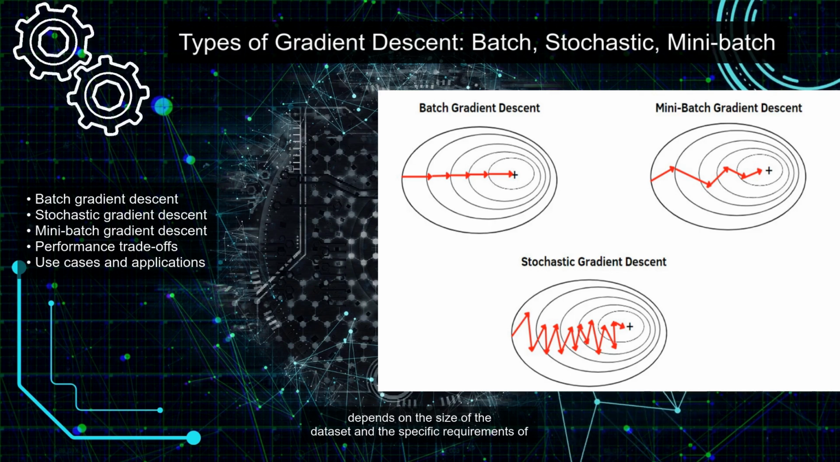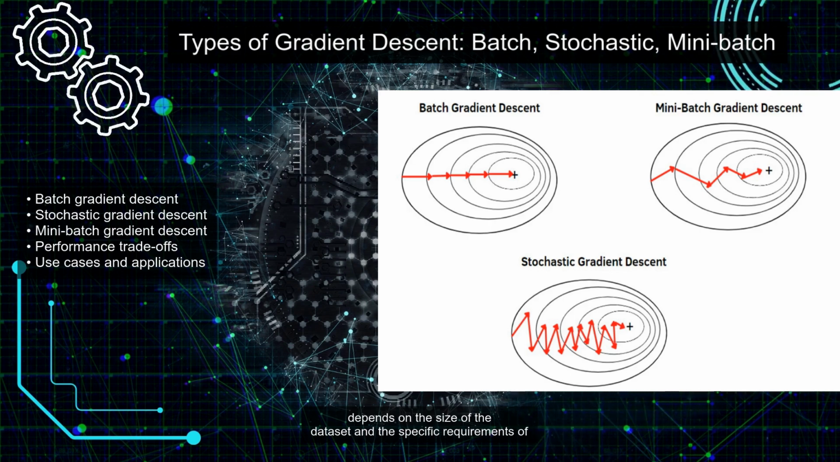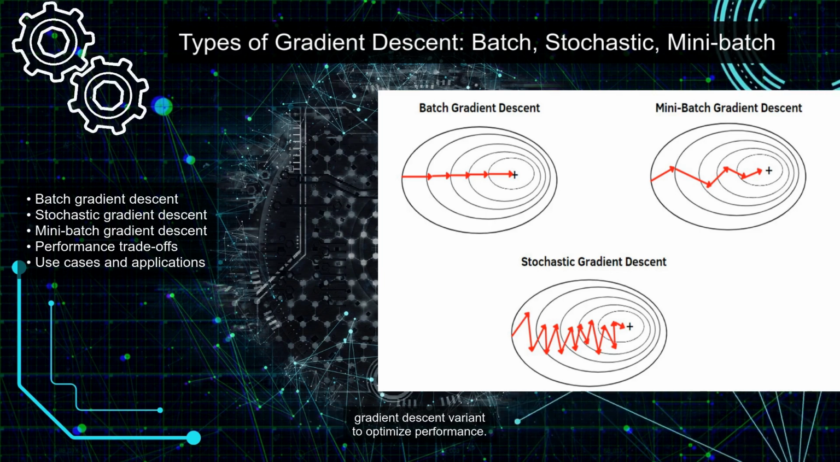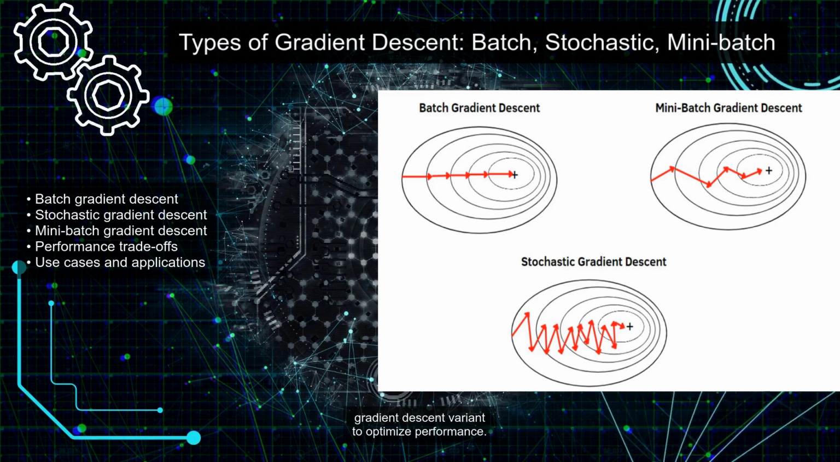Each type has its trade-offs, and the choice often depends on the size of the dataset and the specific requirements of the task at hand. Understanding these differences helps in selecting the appropriate gradient descent variant to optimize performance.